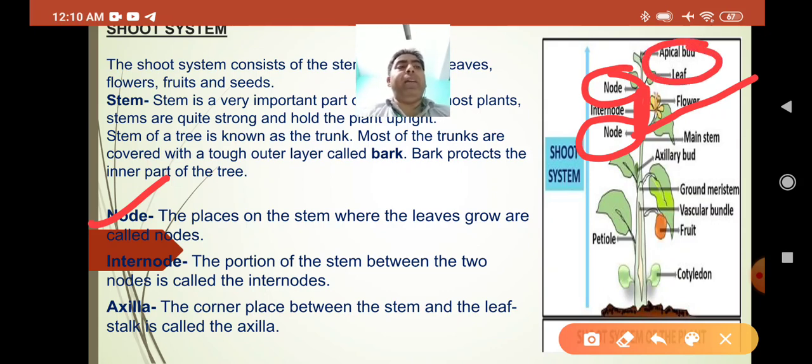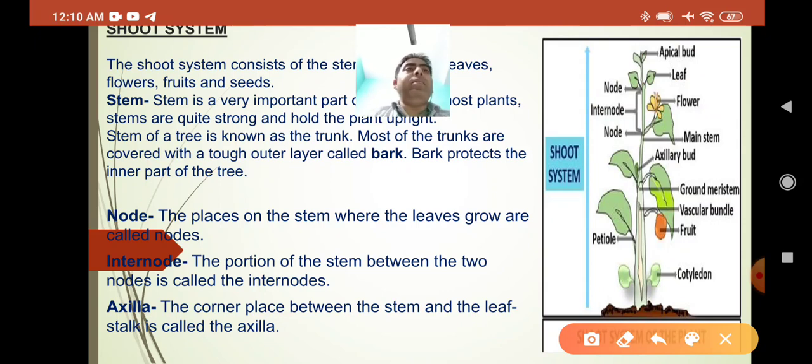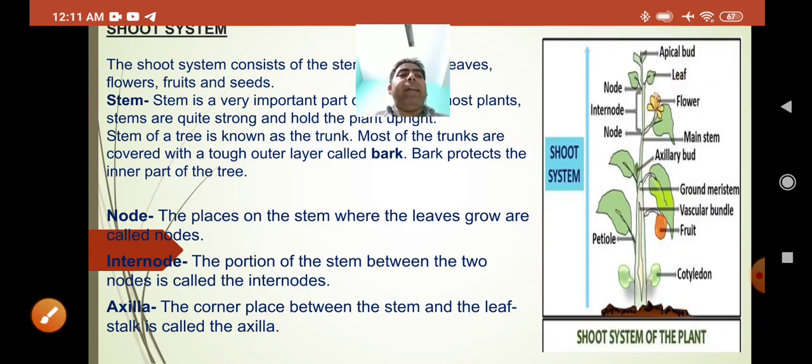This is apical bud. This is also called terminal bud. What are these apical and terminal buds? It is a bud present on the tip of the stem or the branches, and it helps in the lengthwise growth of the plant. The plant grows in length. Now next one is axilla. The corner place between the stem and the leaf stalk is called axilla.